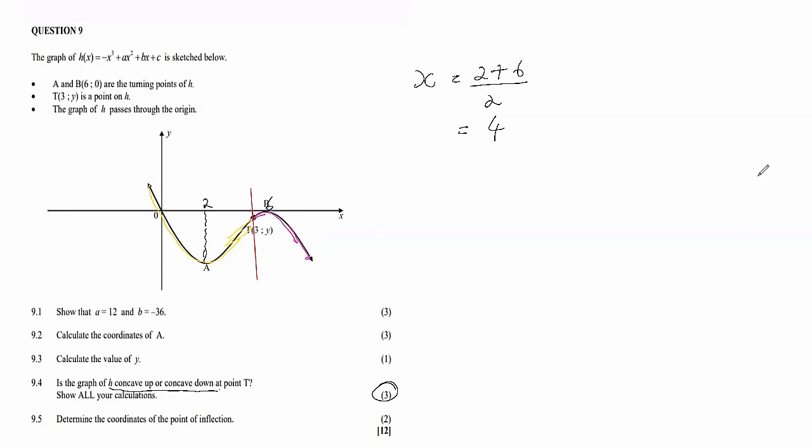Now, where is point T? Point T, we can see that it is just before the point of inflection, meaning point T lies at the position when your h of x was still concave up, right? So it lies at a point where your h of x was still concave up. So we are supposed to say the graph of h at T is concave up, right? It's concave up.